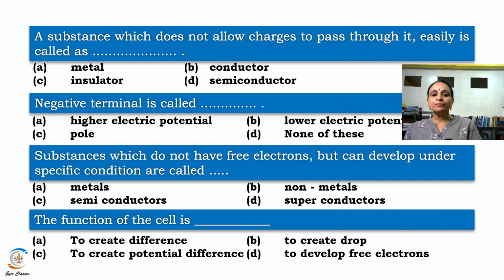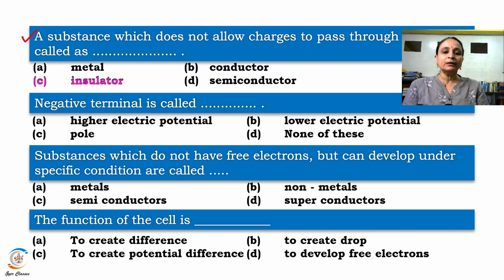Now, let us have a small quiz. Ready? Okay. Now, the substance which does not allow the charge to pass through it easily is called metal, conductor, insulator, or semiconductor. Give me the answer. Yes, it is insulator.